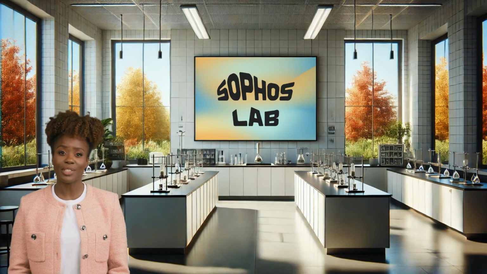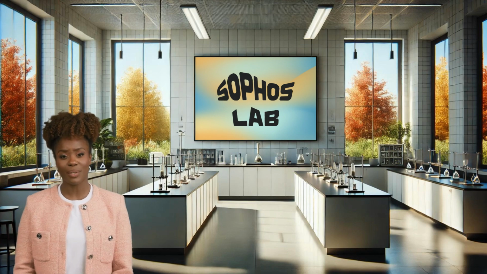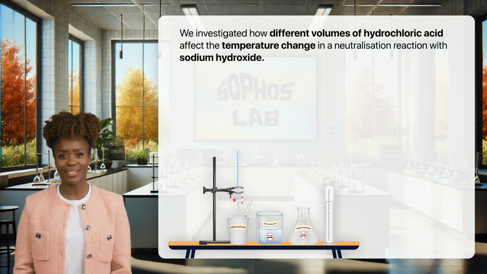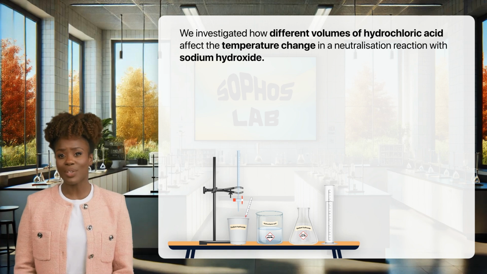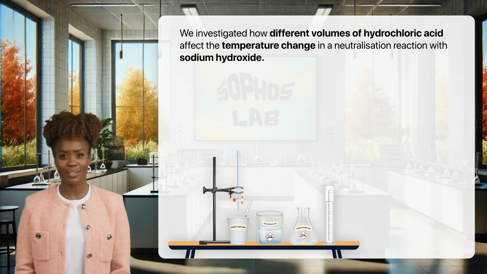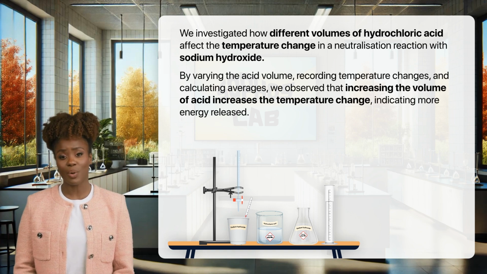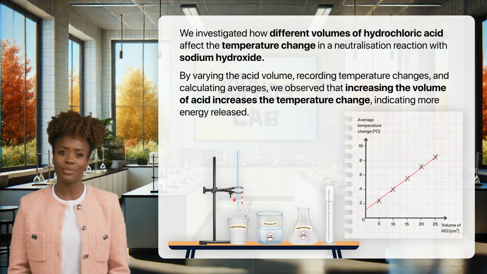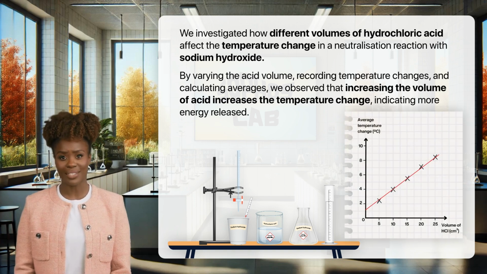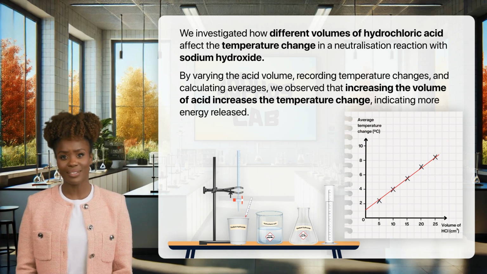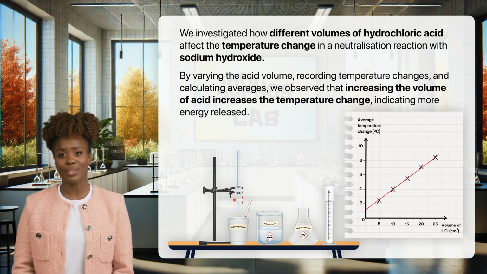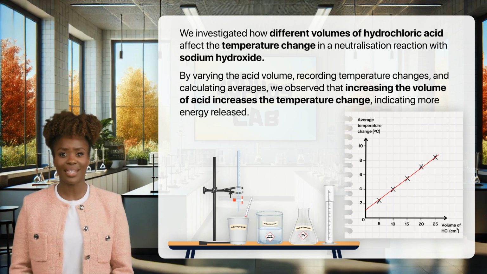Today, we explored how different variables affect temperature changes in various chemical reactions through a practical experiment. Specifically, we investigated how different volumes of hydrochloric acid affect the temperature change in a neutralisation reaction with sodium hydroxide. By varying the acid volume, recording temperature changes, and calculating averages, we observed that increasing the volume of acid increases the temperature change, indicating more energy released. This experiment not only reinforced our theoretical knowledge, but also demonstrated the real-world relevance of energy changes in chemical reactions.